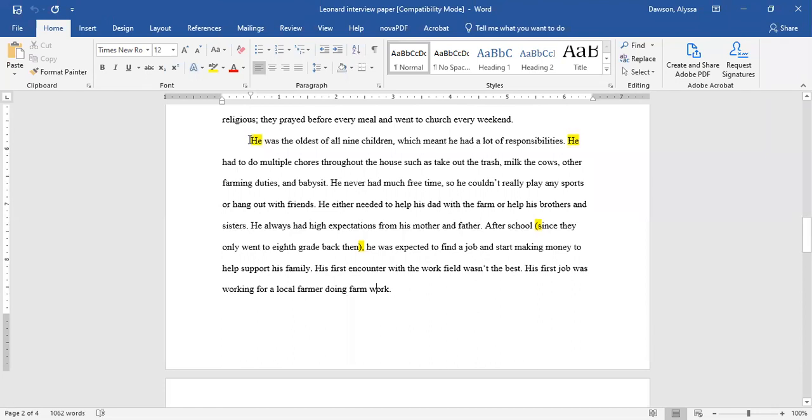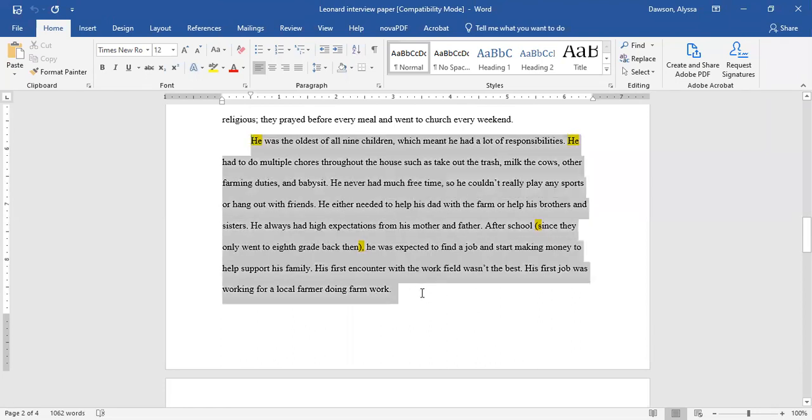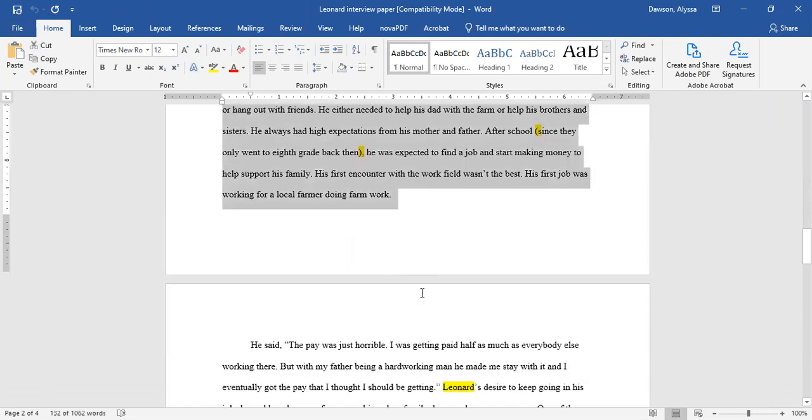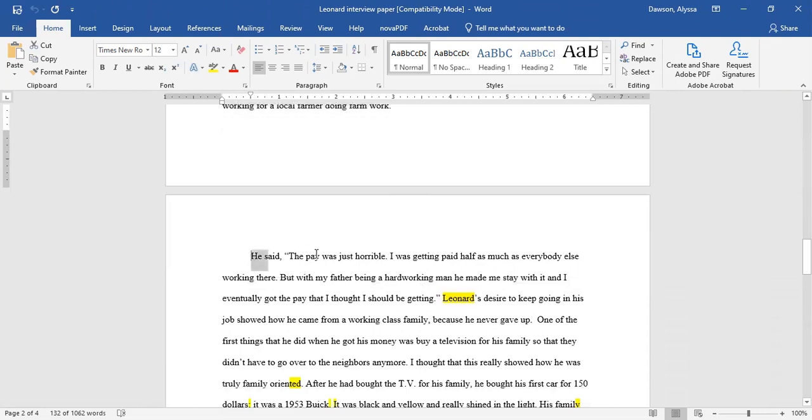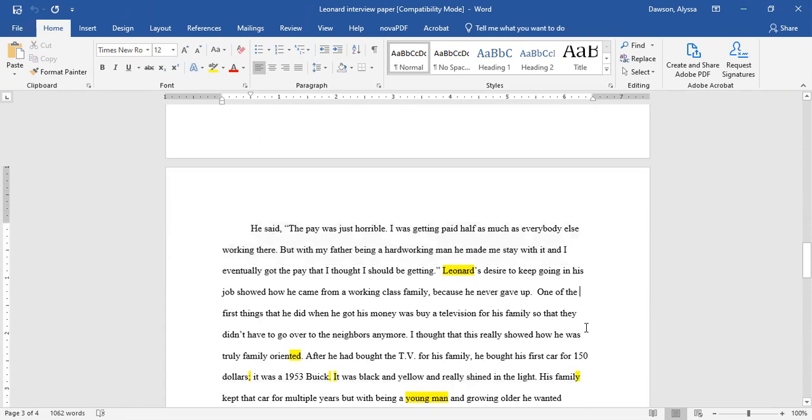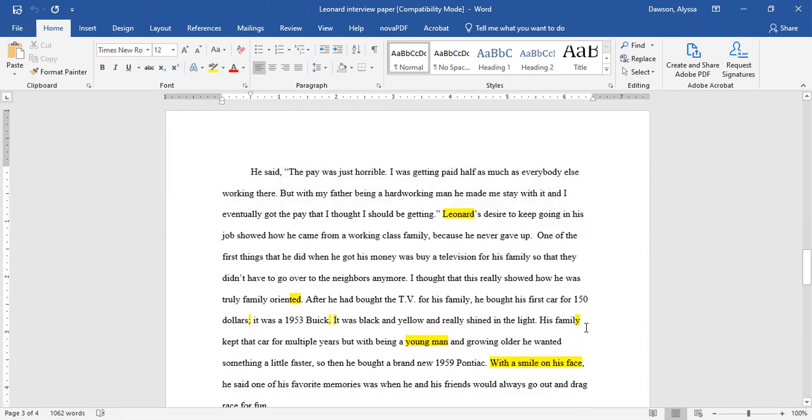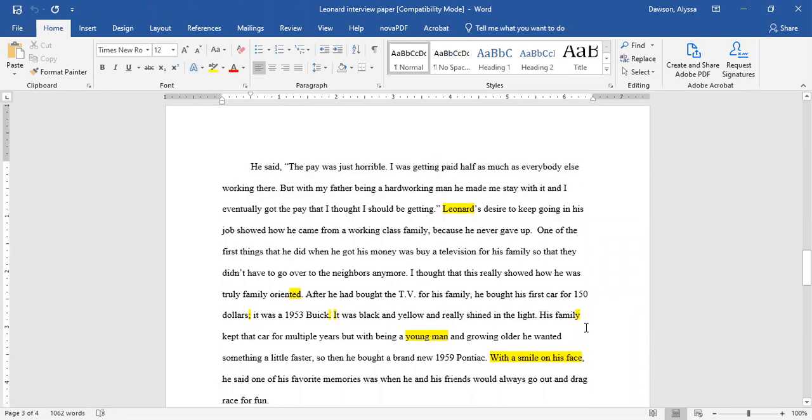And in this paragraph, it sets up his chores when he was in high school, and then it goes into a quote. "The pay was just horrible. I was getting paid half as much as everybody else working there. But with my father being a hardworking man, he made me stay with it, and I eventually got the pay that I thought I should be getting."